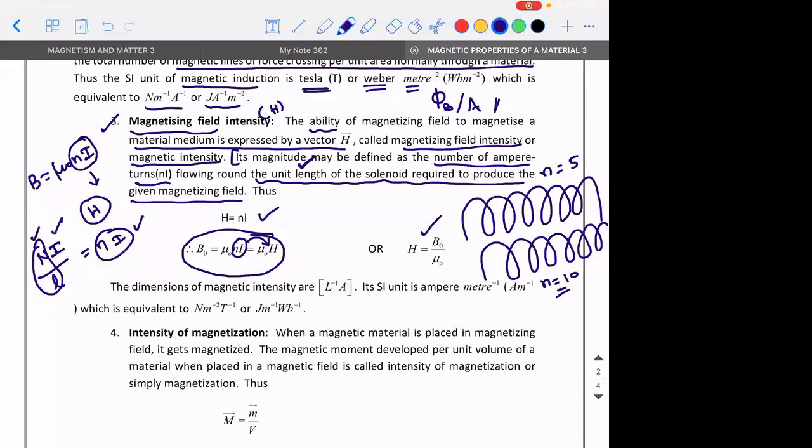Number doesn't have a unit. I is measured in ampere, L is measured in meter. So ampere per meter is what? It is the unit of magnetic intensity.